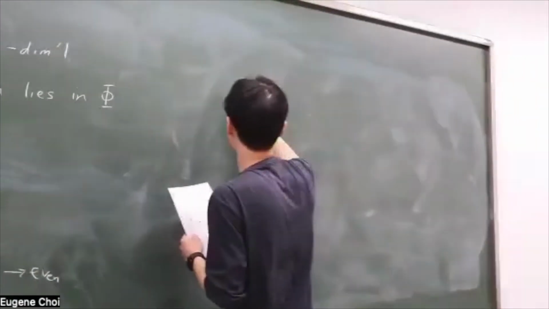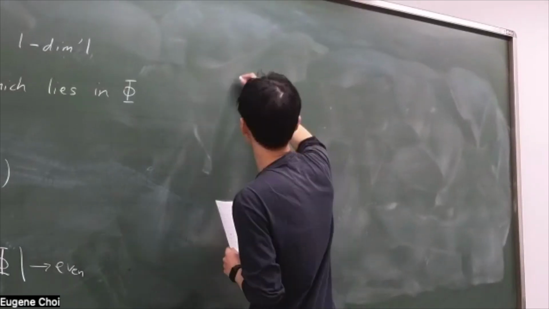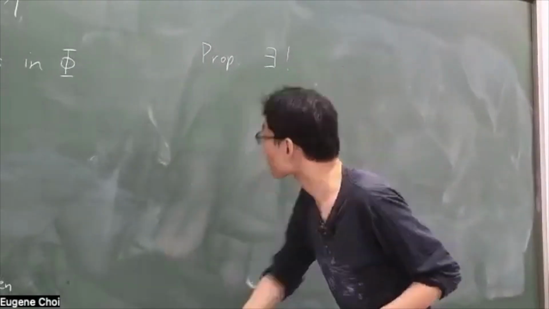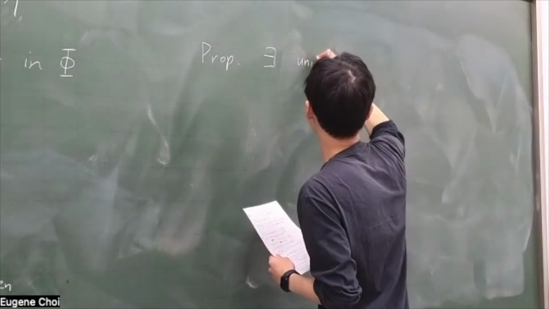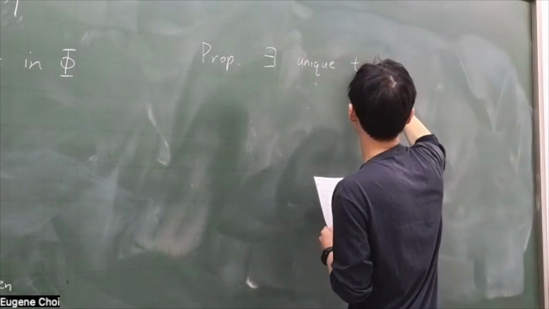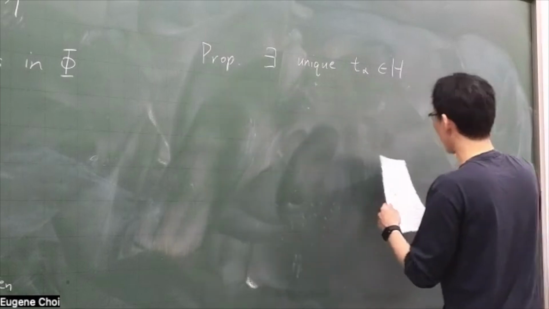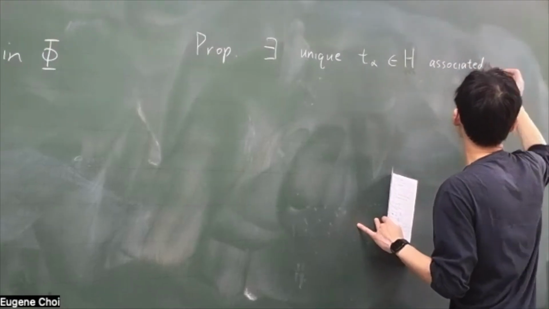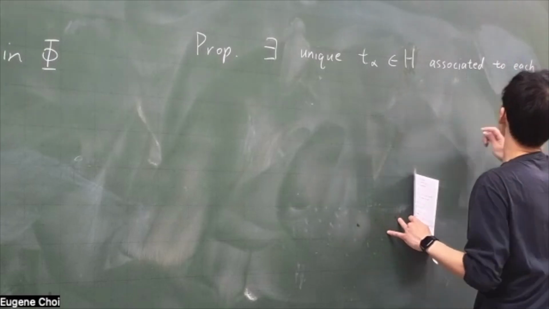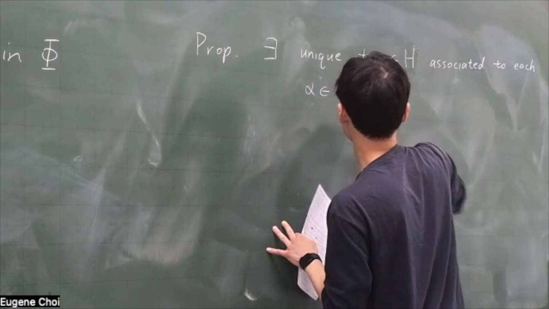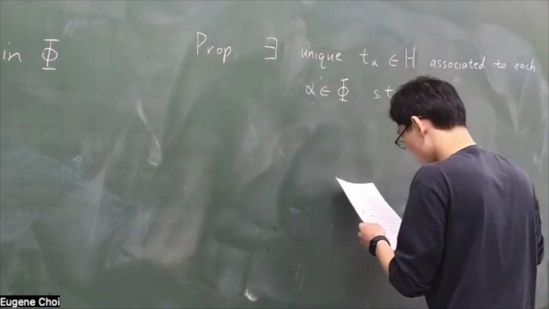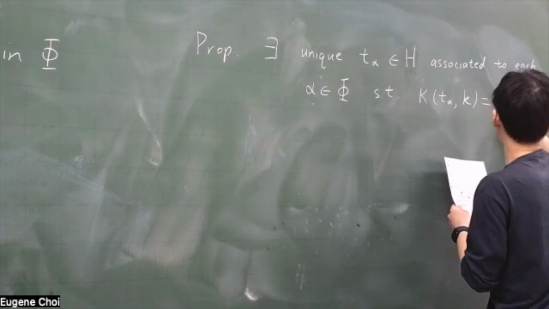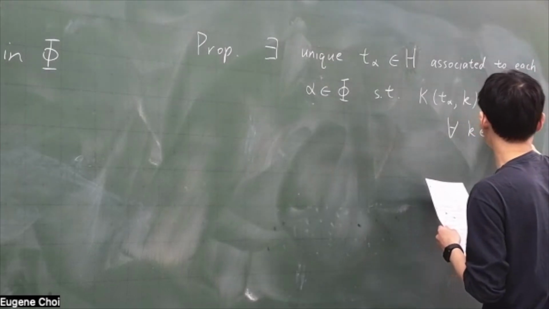And in fact, I'll just write that proposition. There exists a unique element called T_alpha in the Cartan subalgebra associated to each alpha in the root system. So this T is labeled by the subscript alpha such that the Killing form of T_alpha and K is equal to alpha(K) for any K in the Cartan subalgebra.